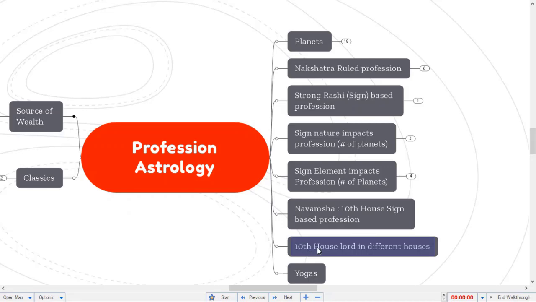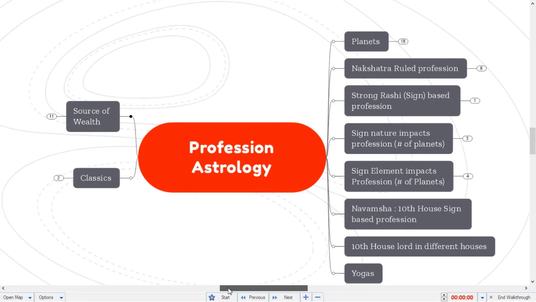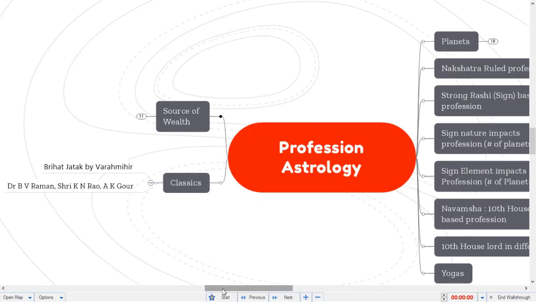Also, you need to understand the source of the wealth. That's also important to be looked into. That will also have a say in terms of your profession. Let me start with the classics. Mostly Brihad Jataka by Varahamihira. The elements that I'll be talking about next have come from Brihad Jataka by Varahamihira. This is an important and a very, very famous classic.